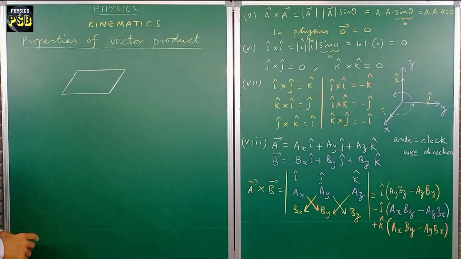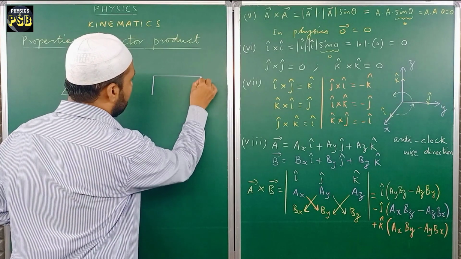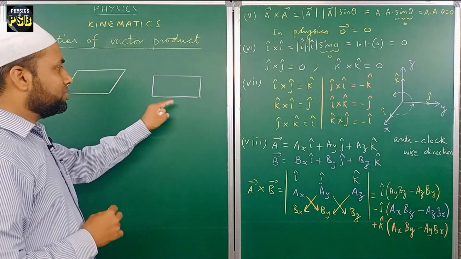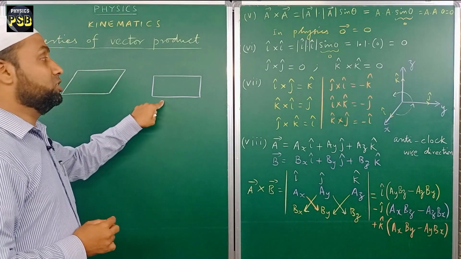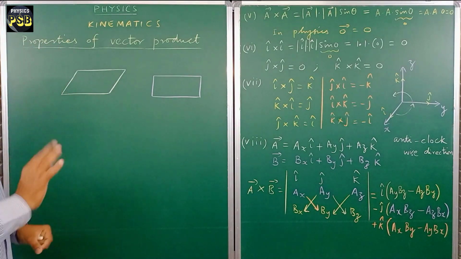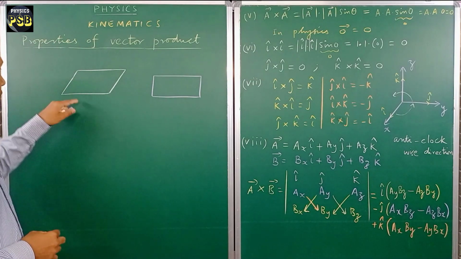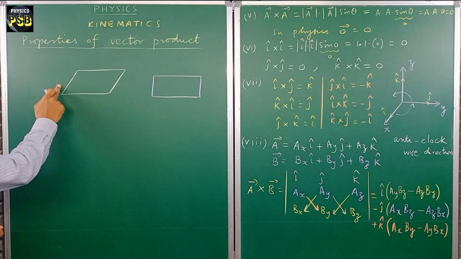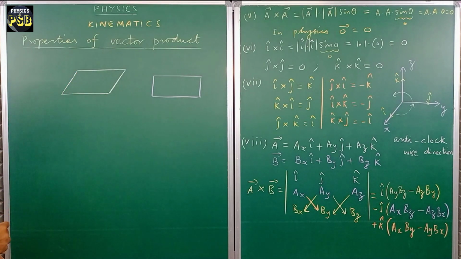But it is slightly different from a rectangle. In case of a rectangle, though opposite sides are parallel, along with it the adjacent sides are perpendicular to each other. But here, opposite sides are parallel, but the adjacent sides are not perpendicular. So such a diagram in which adjacent sides are not perpendicular, but the opposite sides are parallel, we call a parallelogram.